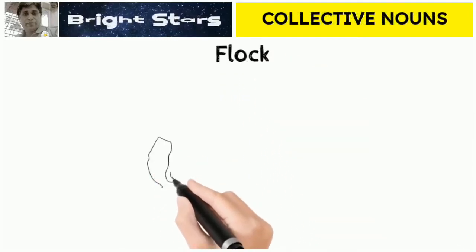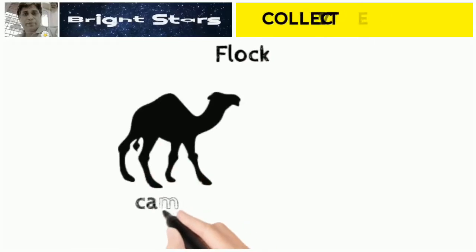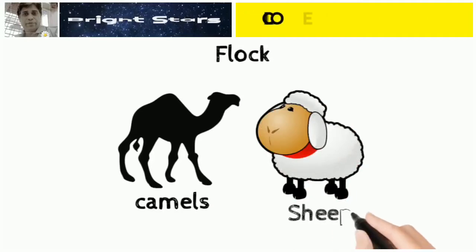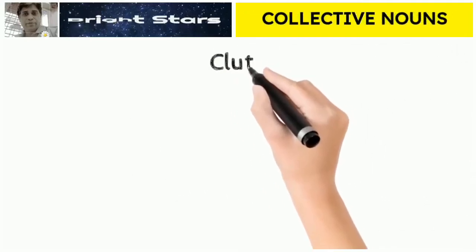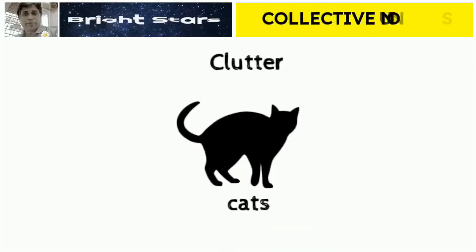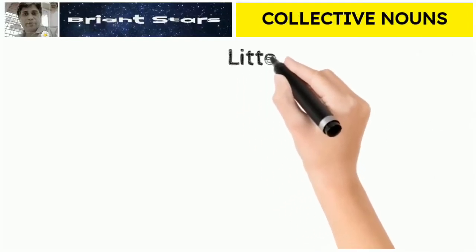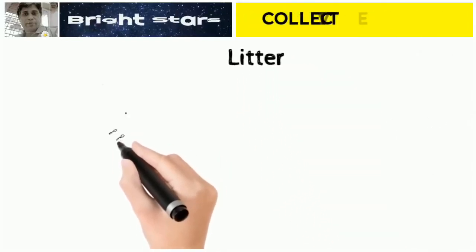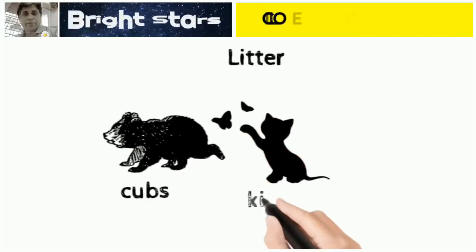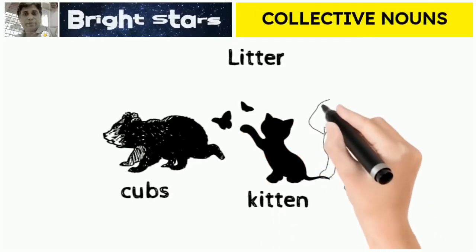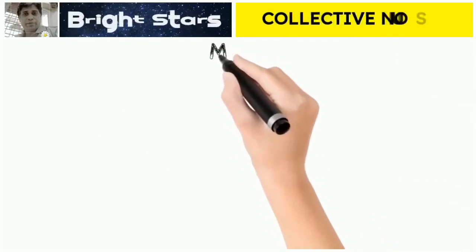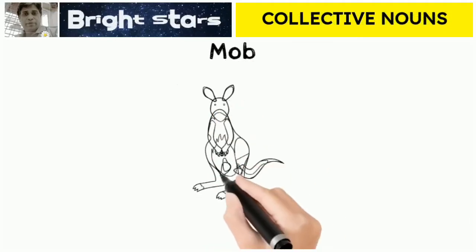Next one, flock. In the case of animals, a flock of camels, a flock of sheep. Clutter, a clutter of cats. Litter, it is for baby ones. A litter of cubs of tigers or bears, lions, a litter of kittens, a litter of puppies. Only one animal is there, but a group I will give later.